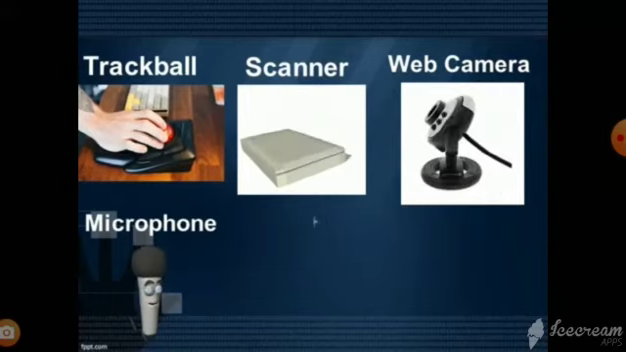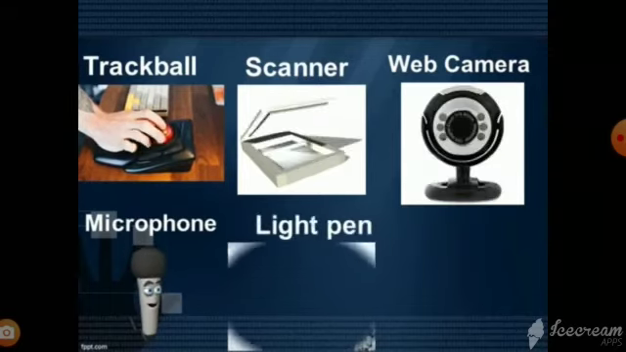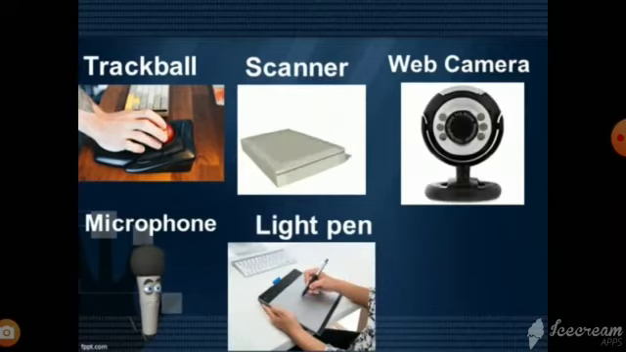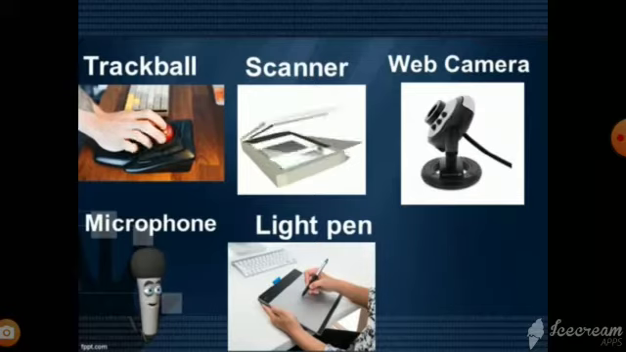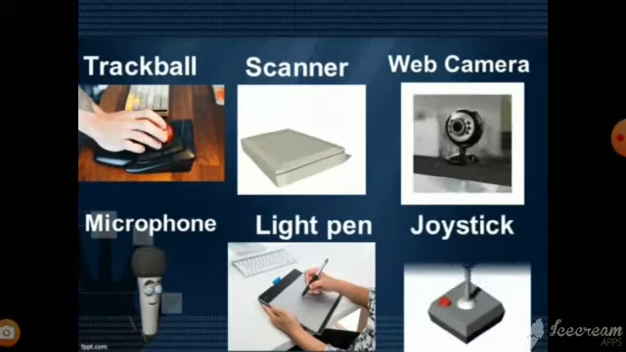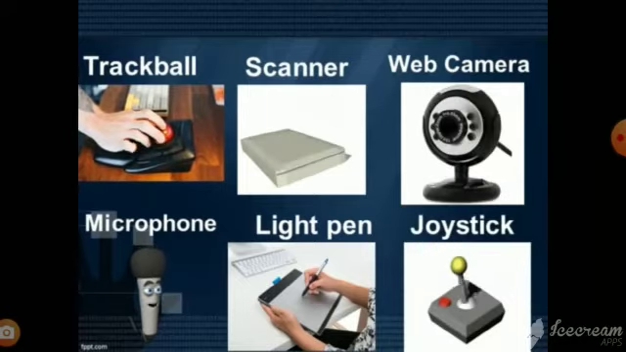Number 5, light pen. It looks like a pen that can be used on a special pad. Whatever you write on this pad can be seen on a monitor. Number 6, joystick. It is used for playing games. It helps to move the item on the screen.